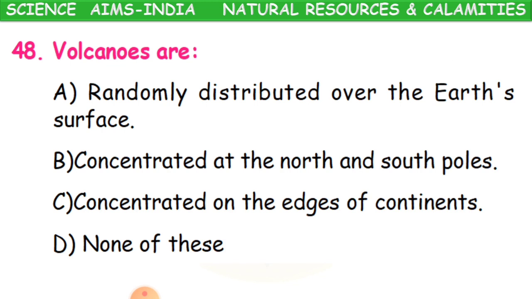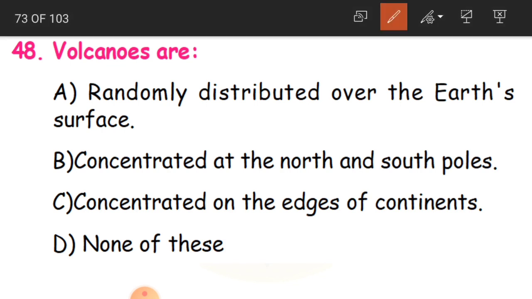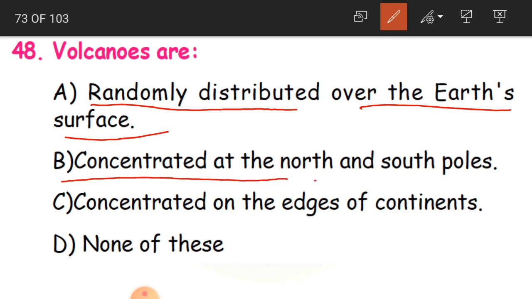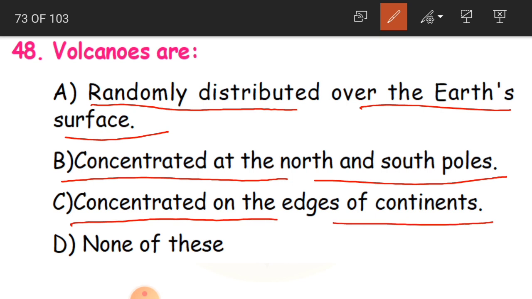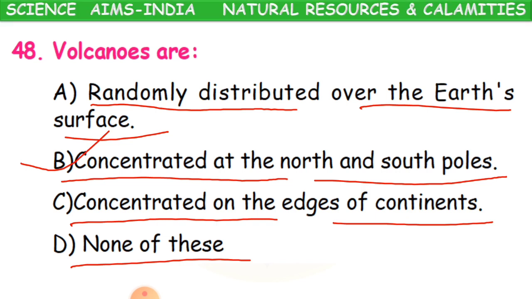48th question. Volcanoes are, what are volcanoes? Randomly distributed over the earth's surface, concentrated at the north and south poles, concentrated on the edges of continents, or none of these. And the answer is B option, that is concentrated at the north and south poles. So most of the volcanoes are concentrated at the north and south poles of the earth.